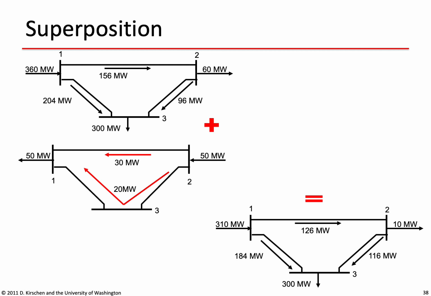So on the bottom right hand corner of this slide, you see flows that would result from this dispatch, and we would therefore be producing only 310 megawatts at bus 1, and we would have a net extraction of 10 megawatts at bus 2, that's 60 megawatts of load minus the 50 megawatts additional generation at bus 2, and we would still have a load of 300 megawatts at bus 3.